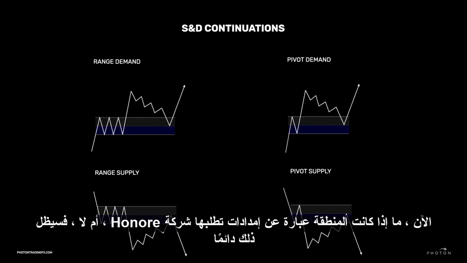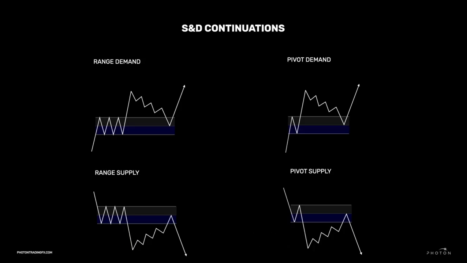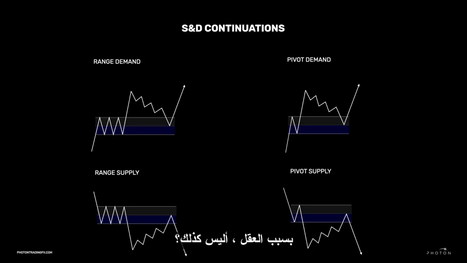Now, whether a zone is a supply zone or a demand zone, that will always be categorized by which direction price breaks out of the range. So if price breaks out of a range or pivot to the upside, this is caused by demand, right? Giving us a demand zone. And if price breaks out of a range or a pivot to the downside, this is caused by supply, giving us a supply zone.